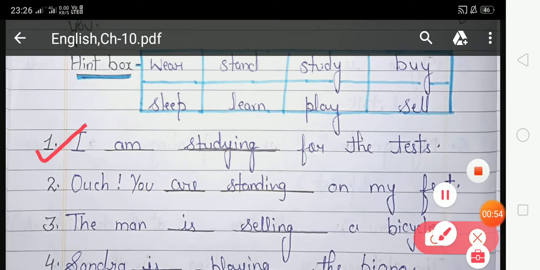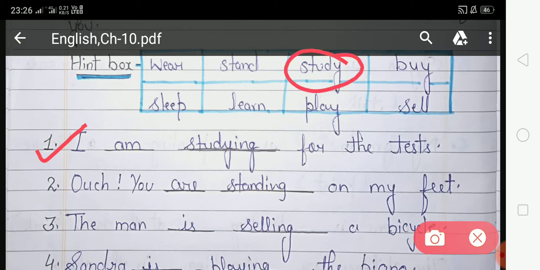I dash for the test. So student, which is the suitable word that you have to fill at this blank space? Studying. So first of all you have to select study from this box. You have to write am, because with I you have to use am, and you have to add ing in study. So the sentence will become I am studying for the test.